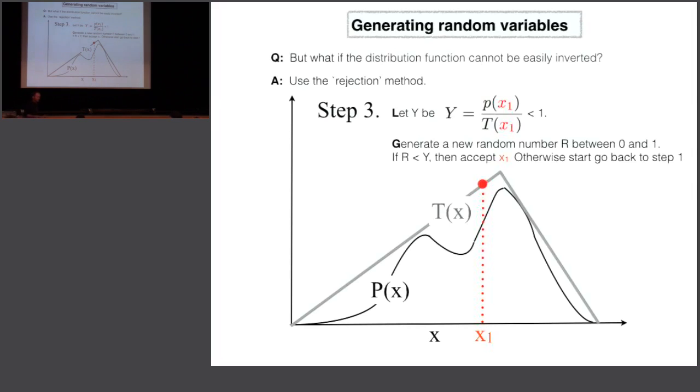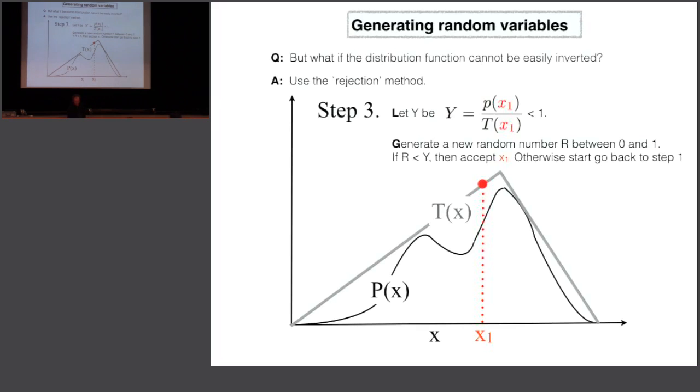Then I draw another random number, and if that number is less than y, so in a normalized sense, if that number lies below this p(x) curve here, then I accept it. Right? If you want to prove that this works, the proof is actually pretty ugly and I don't even want to show it.